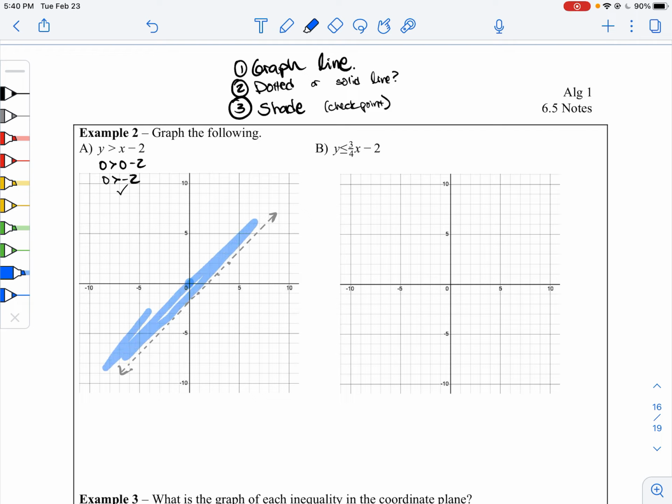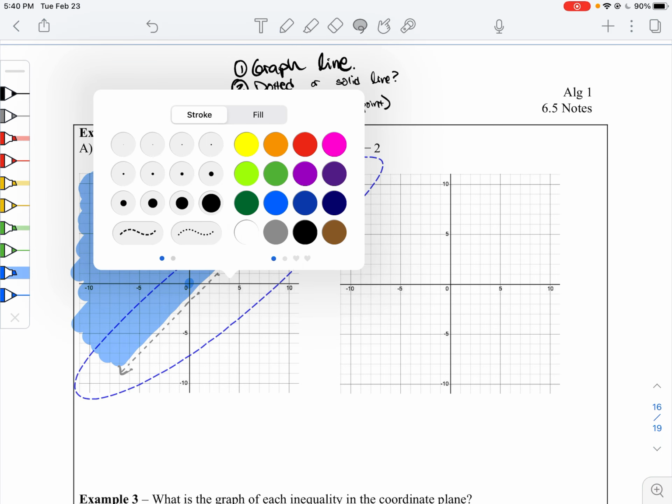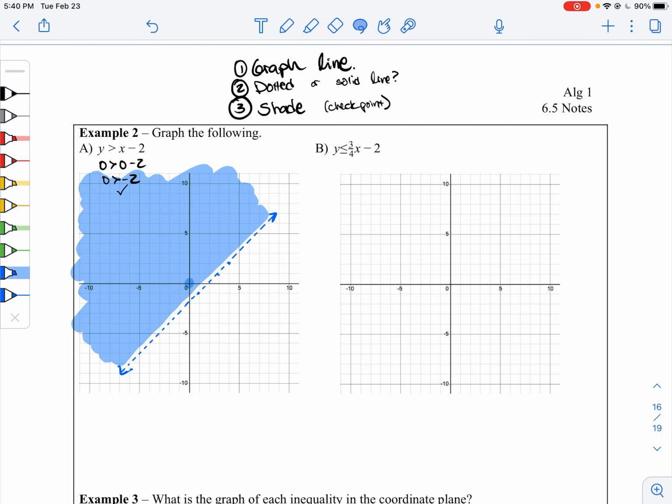I'm sorry, we already did plug him in. We know that that makes him true, so we're going to shade this whole side of the line because all the points on this side of the line, and this half plane is what we call it because it's half of a plane, boom. And that's how you graph it. I guess I should make this line blue too. Ta-da! Let's do our next one.